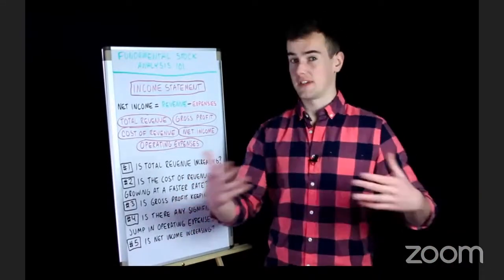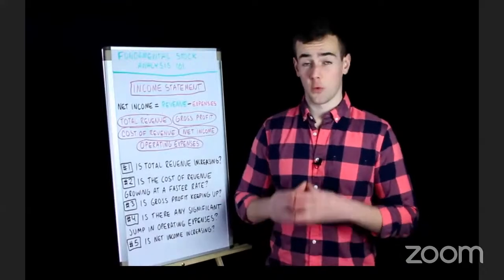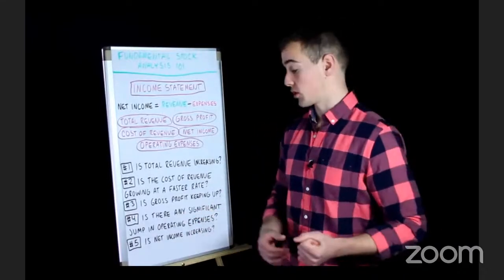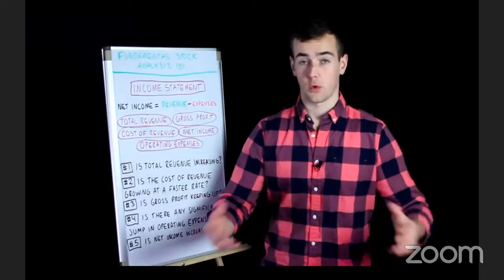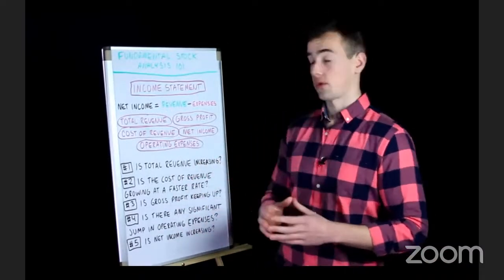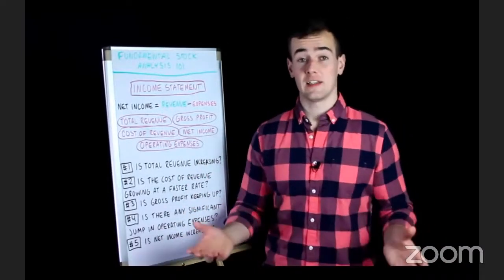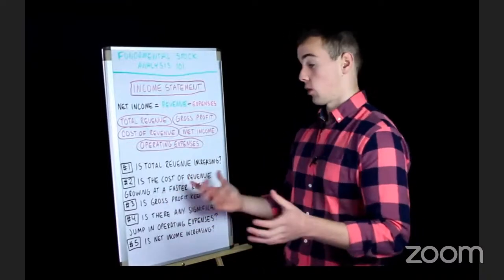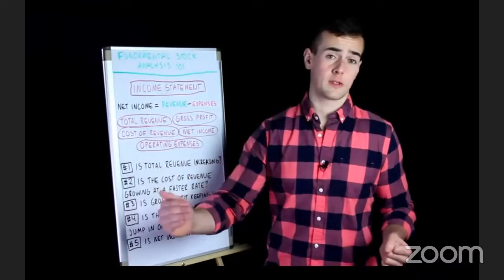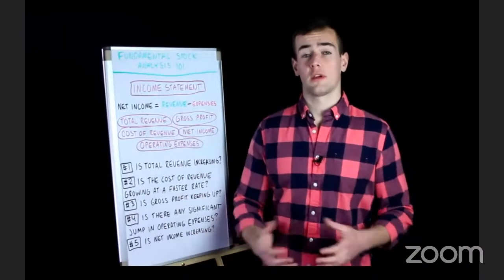Is it flat or is it decreasing? And again, if you're looking at a growth investment, I like to see double-digit growth of net income, double-digit growth of gross profit, and double-digit growth of the total revenue. And ideally, you want to see the actual cost of revenue growing at a similar rate or a slower rate. But that is basically what I'm looking for with the income statement.